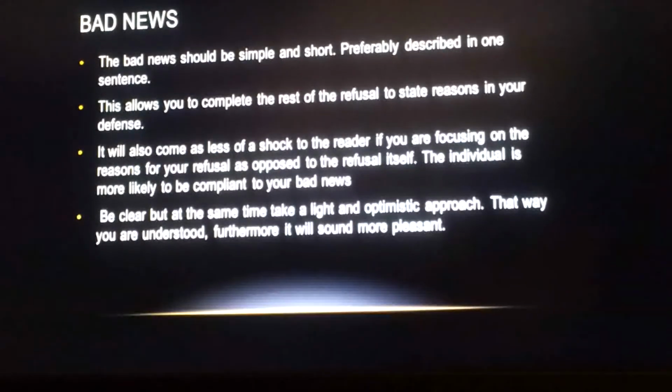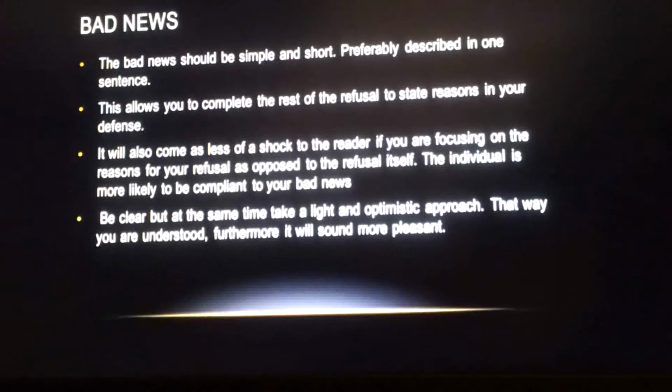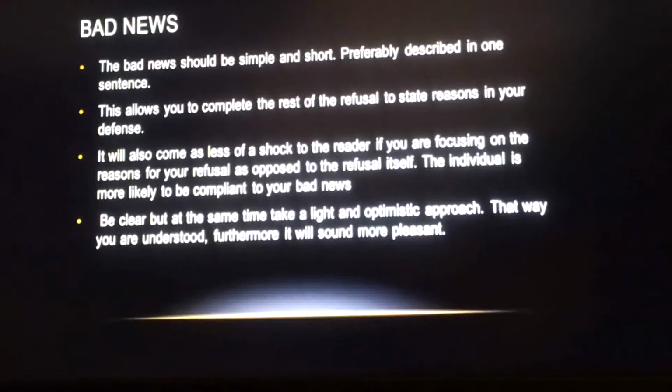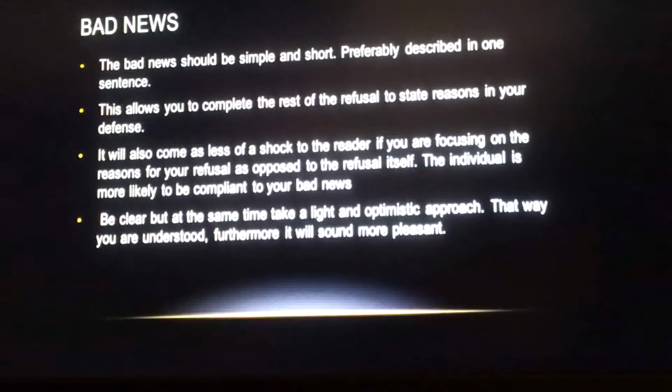Bad news. This should be very short and simple, because this is a part that no one likes to hear, and you don't want to make your whole letter about the bad news. They will already know by one sentence that you're rejecting or refusing their offer. This allows you to complete the rest of the refusal to state reasons in your defense.